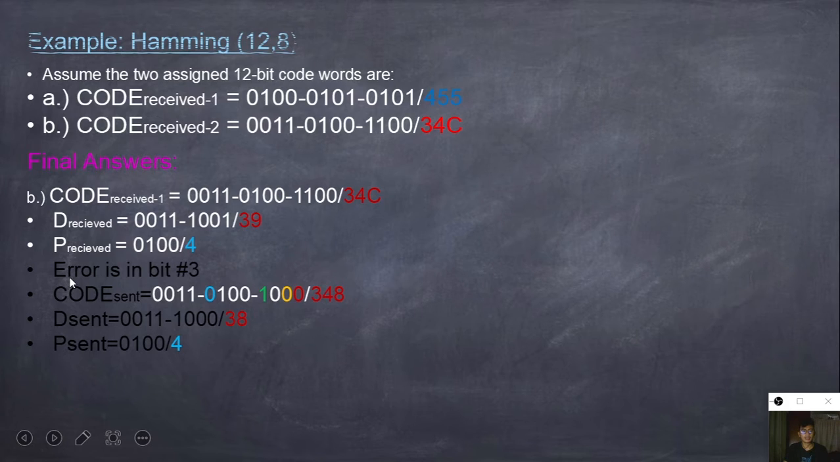So the error is in bit number 3. The code sent is 0011 dash 0100 dash 1000, with a hexadecimal value of 3, 4, and 8. For the D sent it is 0011 dash 1000, with a hexadecimal value of 3 and 8. For the P sent it is 0100, and the hexadecimal value is 4. We will find the calculation on the next slide.